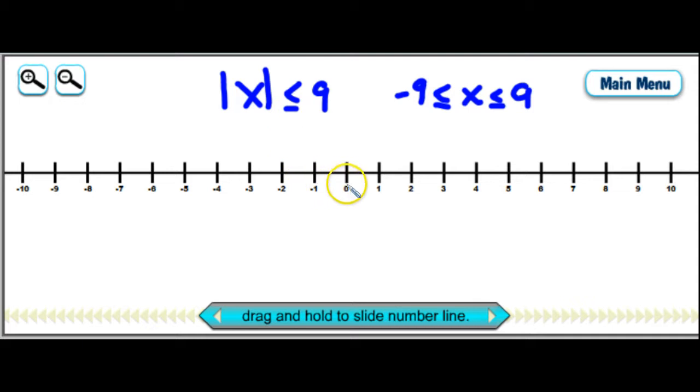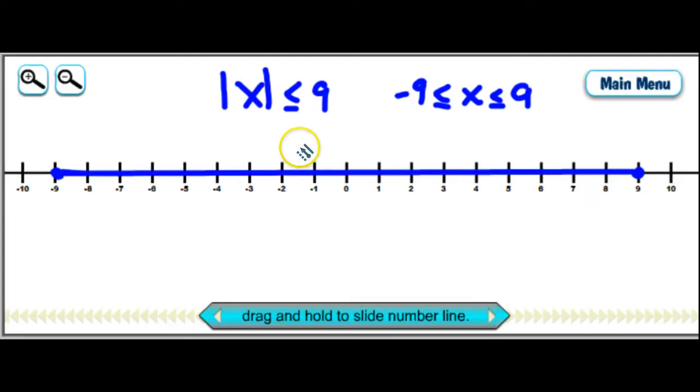So if we go 9 places away from 0 in this direction, we come to positive 9, and we know that x cannot be bigger than that. If we go the other way, 9 places away from 0 is negative 9. So we know that x is in between 9 and negative 9 because its absolute value is less than or equal to 9. So we're going to graph the intersection.